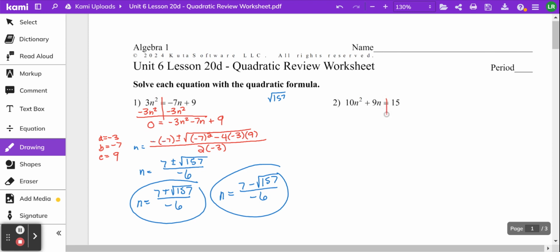Okay, for number 2, make sure we made it equal to 0, so minus 15. This should be 10n squared plus 9n minus 15 equals 0. So we got our a, b, and c. Let's plug it into our quadratic formula. We have n equals negative, parentheses, 9, plus or minus our square root of 9 squared minus 4 times 10 times negative 15. And this is all over 2 times 10.